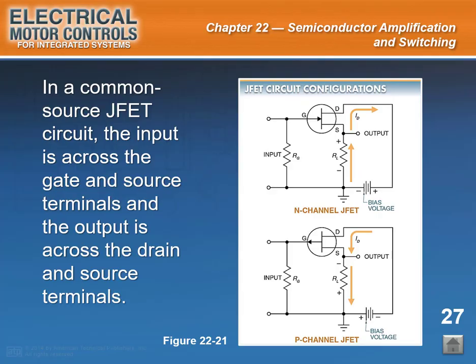In a common source JFET circuit, the input is across the gate and source terminals and the output is across the drain and source terminals. See figure 22-21. JFETs can be connected into three basic circuit configurations: common source, common gate, and common drain. Common gate and common drain circuits are constructed in a similar common element arrangement. Furthermore, the only difference between an N-channel and P-channel circuit configuration is the direction of electron flow in the external circuit and the polarity of the bias voltages.